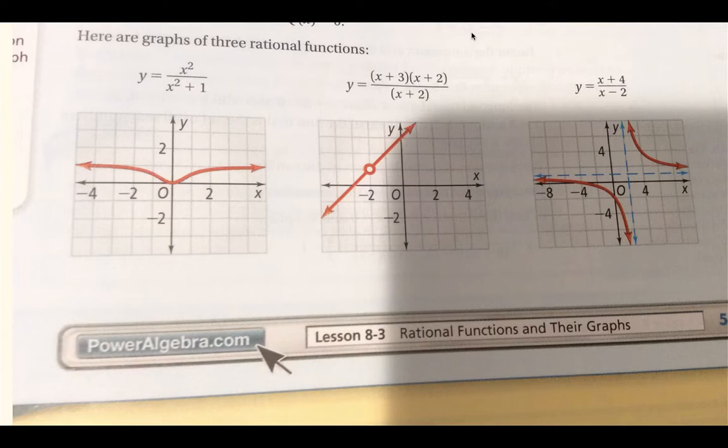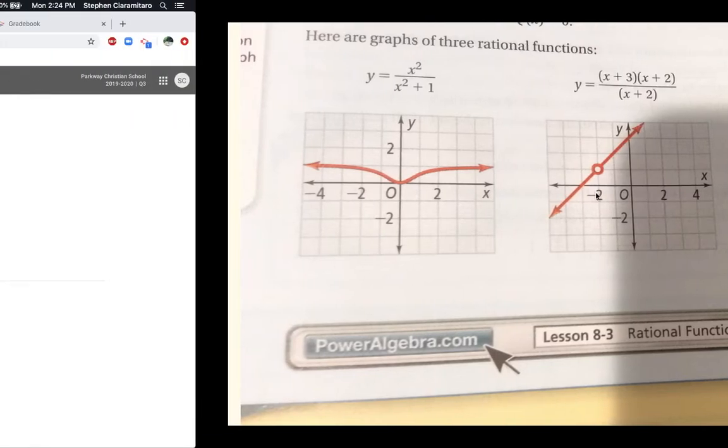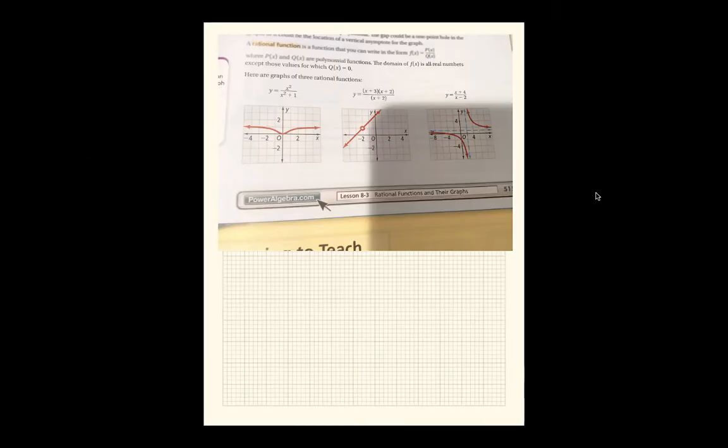Anyway, because you have the same factor on top and on bottom, which is why you have a hole instead of a vertical asymptote. And then this one, of course, looks a little bit more like what we're used to. So we're going to go over, don't worry, how to find these things and such. But let's start with points of discontinuity.